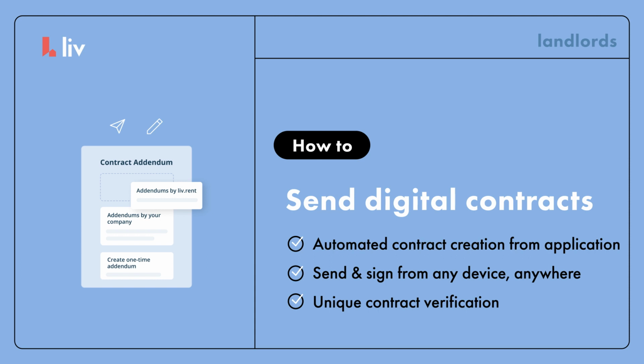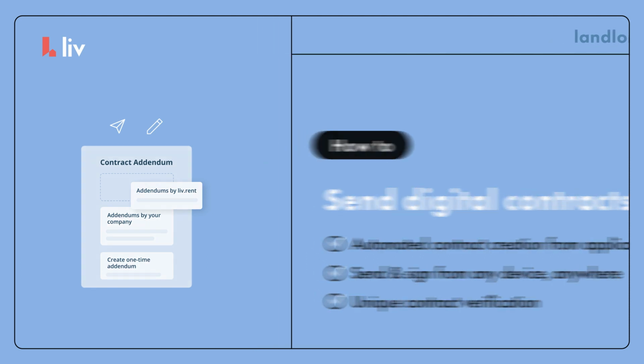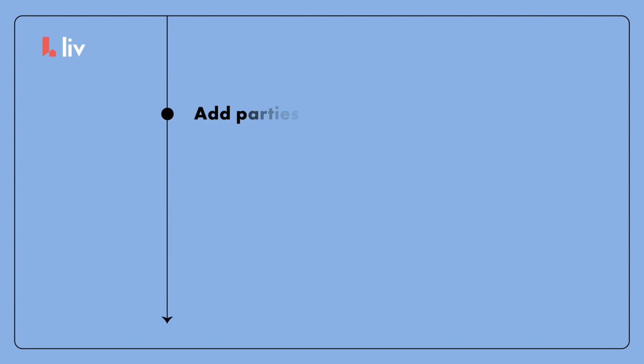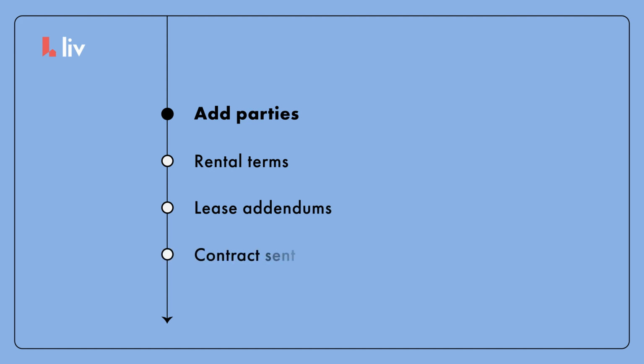a document again. We'll be breaking the contract process down into 3 simple steps. First, we'll go over how to add parties to the lease. Then, we'll cover what's in a standard lease agreement and how to provide rental terms, like the duration of the lease, rent price, and other key information. Finally, we'll be showing you how to use liv.rent's lawyer-vetted lease addendums to create more comprehensive lease agreements.